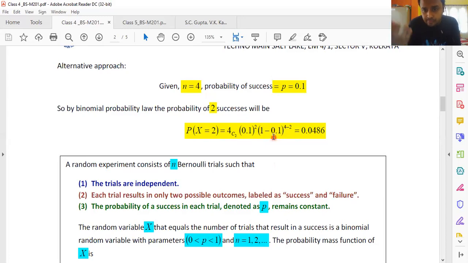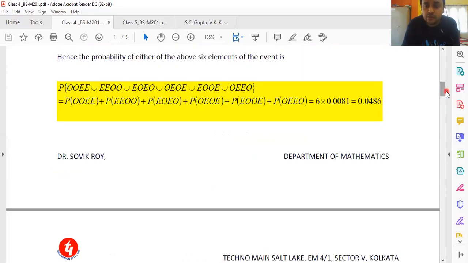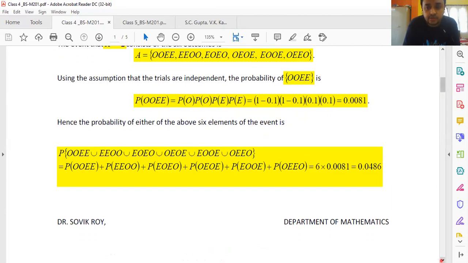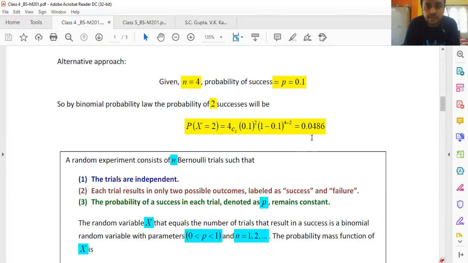Getting the power of that is taken to be 4 minus 2, which is also 2 in fact. And see the similarity between the two answers. The way I dealt with the situation directly, I got the answer as 0.0486. Here in this situation also, we have got the probability as 0.0486.